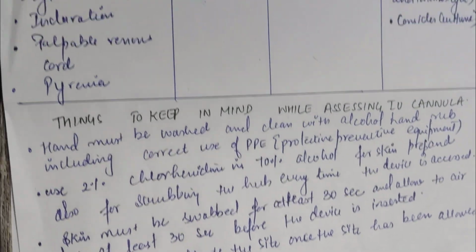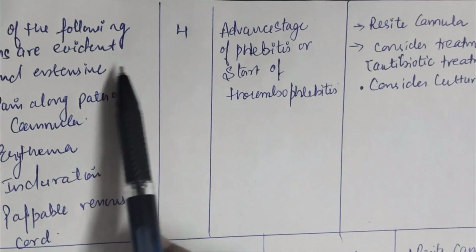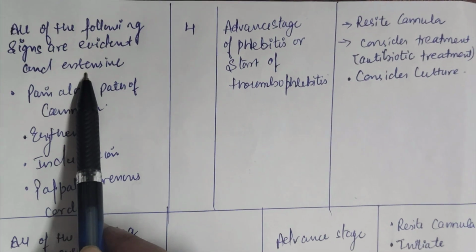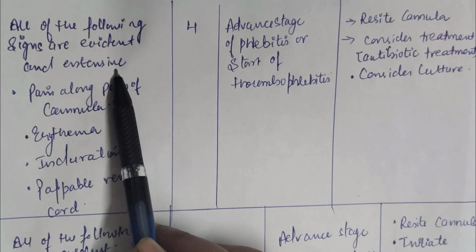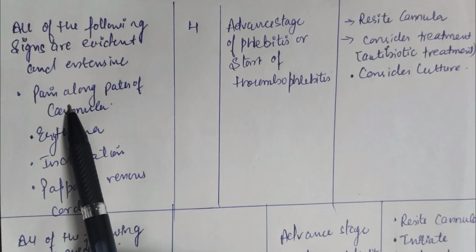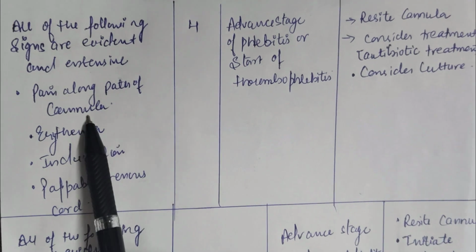Next I will tell you regarding the 4th grade. In this grade, all of the following signs are evident and extensive. It means there can also be extension of the signs, like pain can worsen. Okay, pain along the path of the cannula.